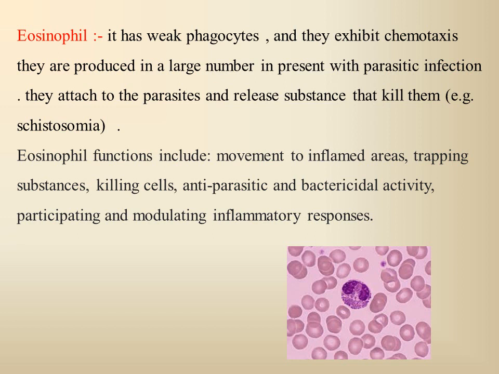The second type of white blood cell is called eosinophil. This type of white blood cell has weak phagocytosis. We must focus on this term: it has weak phagocytosis, different from neutrophil, which has high-power phagocytosis. So eosinophil has weak phagocytosis and exhibits chemotaxis.